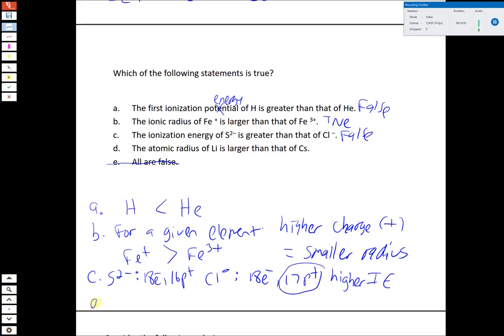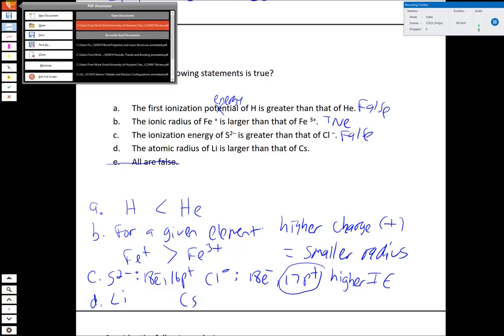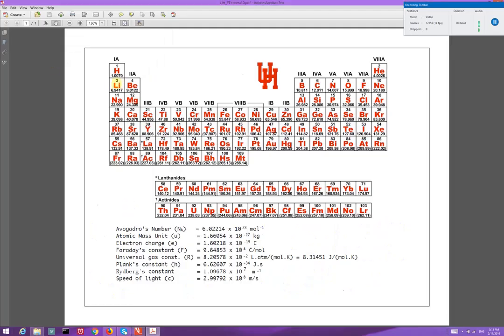And then finally here we're looking at atomic radius of lithium and cesium. This one is a pretty straightforward comparison. So Li and Cs. Li is number 3, Cs is number 55, but they're in the same column. As we go down the column, the radius gets larger and larger because we're adding more subshells to the valence electron configuration. So cesium has filled 6s, whereas lithium is only 2s subshell for the outer electrons. So we would expect cesium to be much larger.